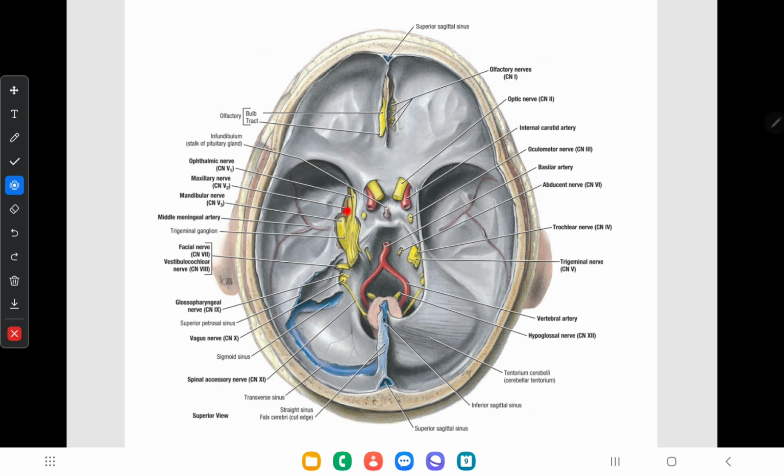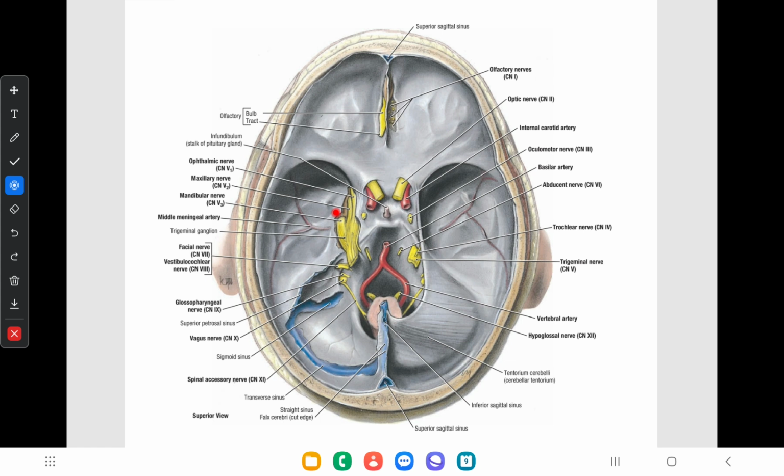This dural pouch is formed by evagination of the inner layer of the tentorium cerebelli. This is the tentorium cerebelli. You can see on this side, this is the tentorium cerebelli. So this trigeminal cave, or this dural pouch, is formed by evagination of the inner layer of the tentorium cerebelli.